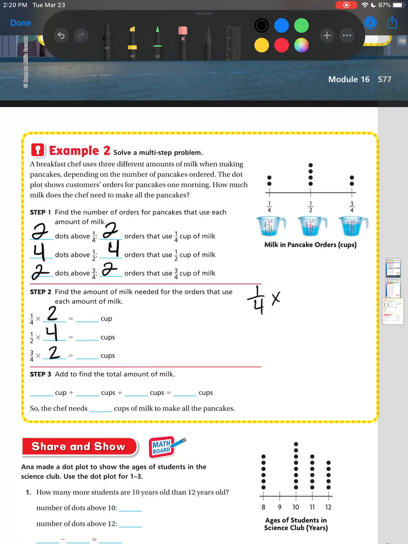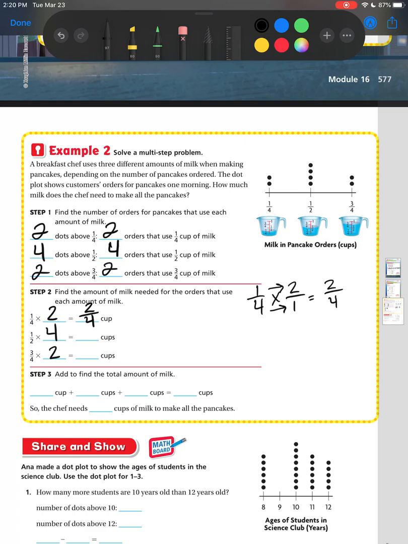Well, 1/4 times 2 is 1/4 times 2 over 1. Remember, anytime we're multiplying or dividing fractions, everything's got to be a fraction. So now I multiply numerators and denominators. 1 times 2 is 2. 4 times 1 is 4. So I end up with 2/4. We're going to leave it as 2/4 for now because we want to find the total amount, so we can simplify later.